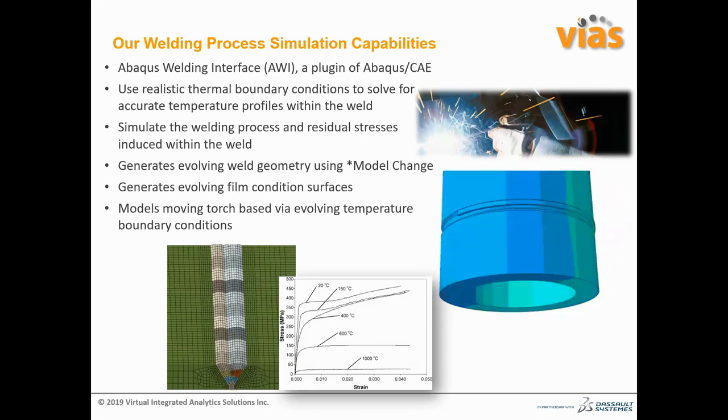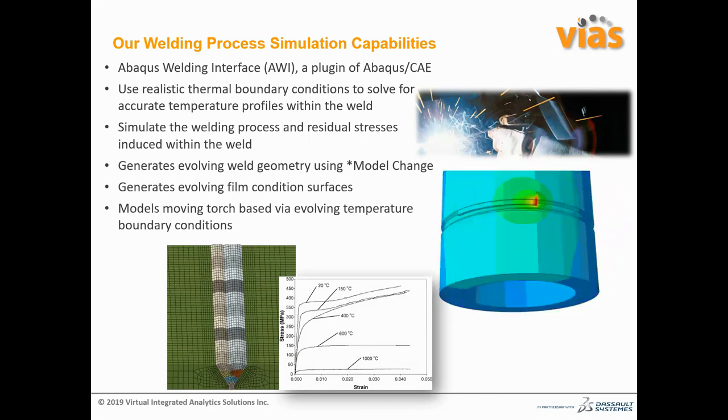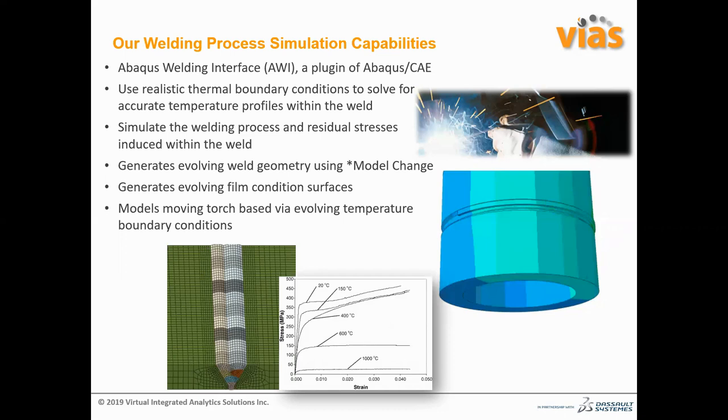It generates an evolving weld geometry using a star model chain. Those of you who are familiar with Abaqus will know what that is. It's something in the Abaqus input file, so we can talk in detail later on. It generates the evolving film condition for the surfaces as well, because the surface that you expose is changing, so it takes care of that.